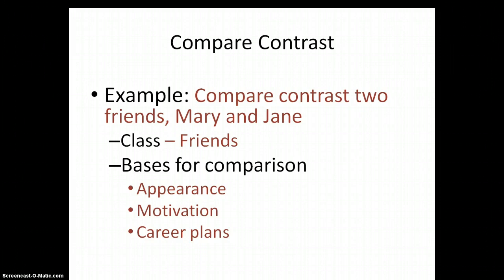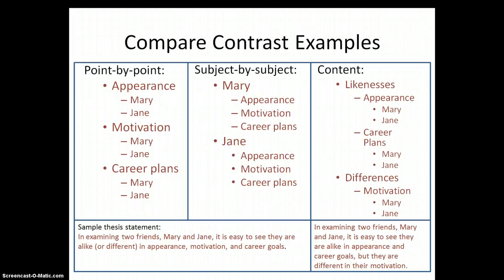An example: compare or contrast 2 friends, Mary and Jane. The class is friends. The basis for comparison is appearance, motivation, and career plans. In the point by point, you would use appearance, Mary, and then Jane. Motivation, Mary, and then Jane. Career plans, Mary, and then Jane.